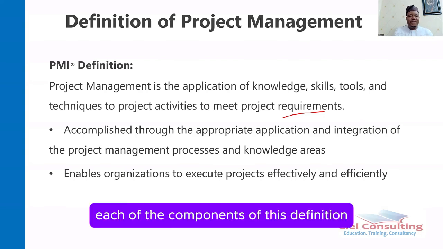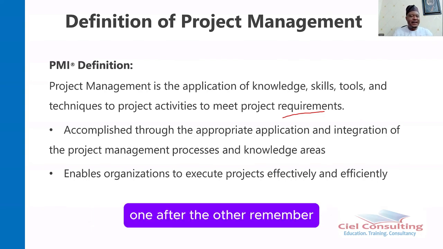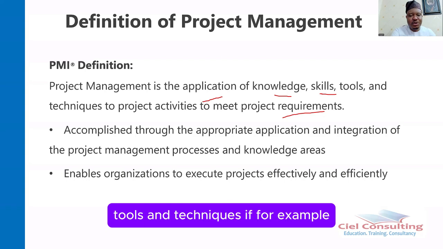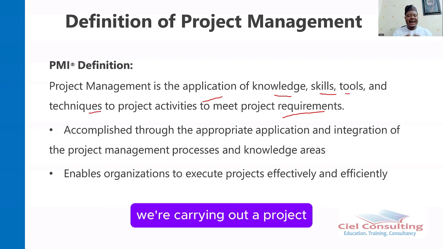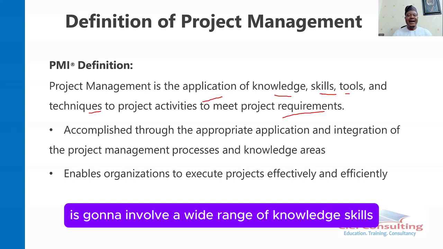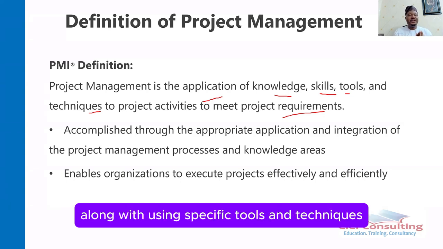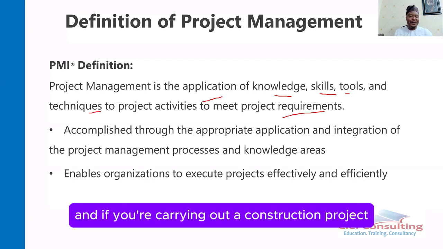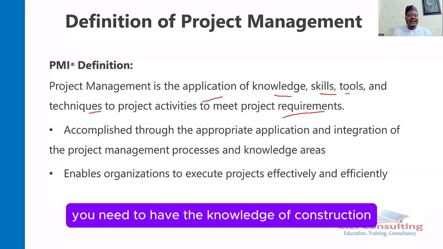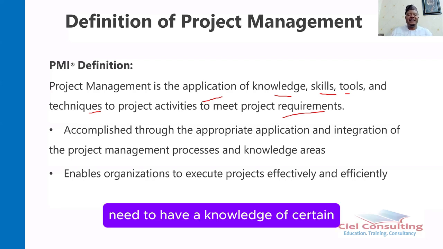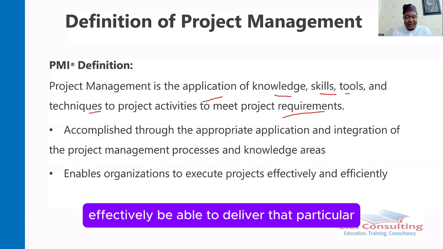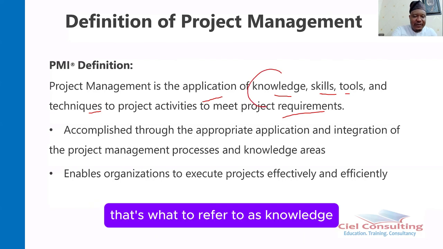So if we take out each of the components of this definition one after the other, remember, we said that project management has to do with the application of knowledge, skills, tools, and techniques. If, for example, we're carrying out a project, it's going to involve a wide range of knowledge, skills, along with using specific tools and techniques to be able to carry out the project. Let's say, for example, you're doing a construction project. Obviously you need to have a knowledge of construction. You need to have a knowledge of certain engineering principles that will enable you to effectively deliver that particular construction project. That's what we refer to as knowledge.